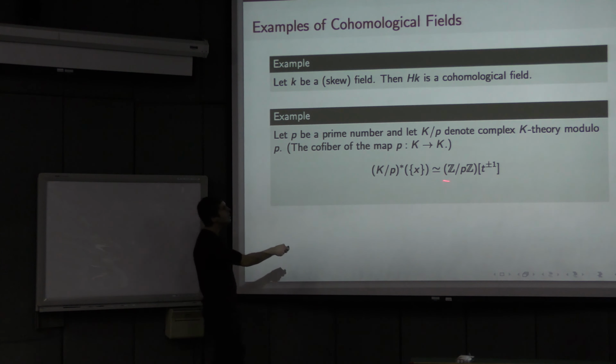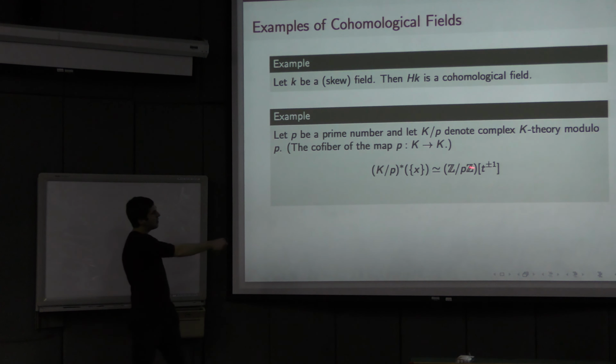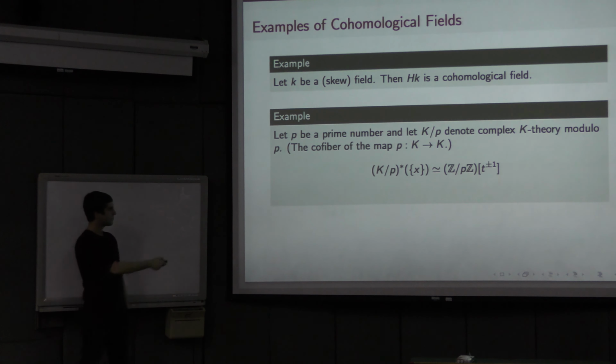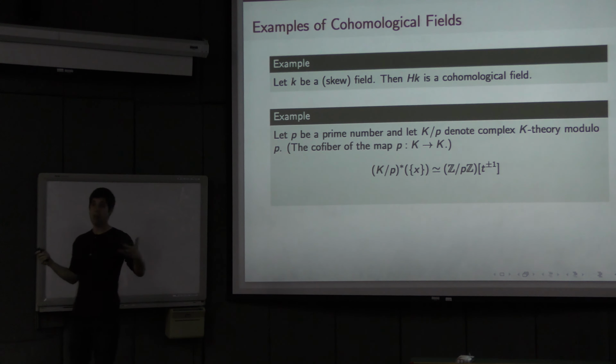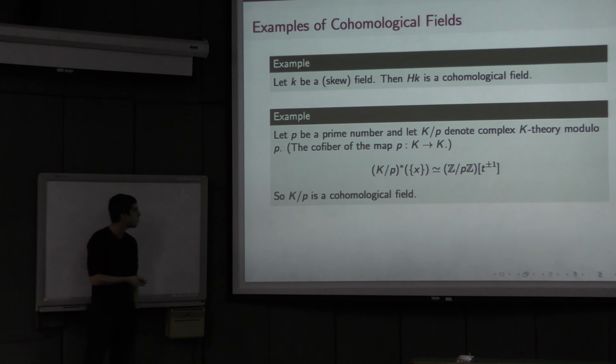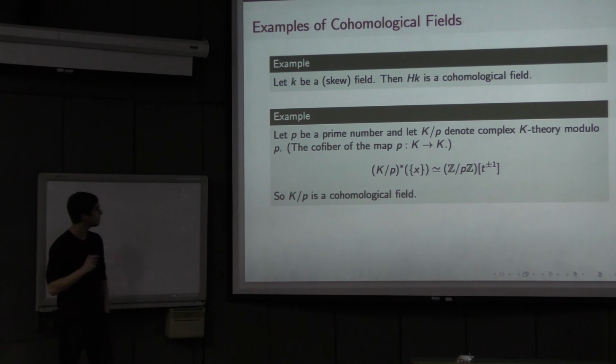And as a graded ring, it has the structure that you might expect it to. It looks like Z mod p adjoin some invertible element t, which lives in degree 2. So this graded ring has the feature that every non-zero homogeneous element is invertible. So K mod p is an example of a cohomological field.